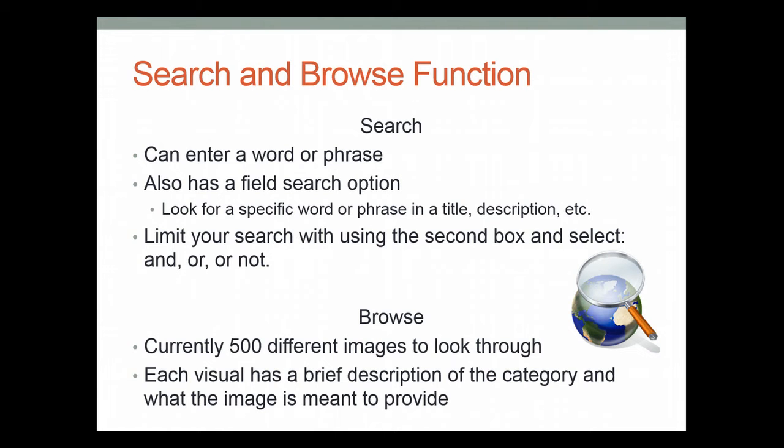You can limit your search by using the second box and selecting and, or, not. The browsing function allows you to look through 500 different images to see exactly what you want. Each visual has a brief description of the category and what the image is meant to provide.